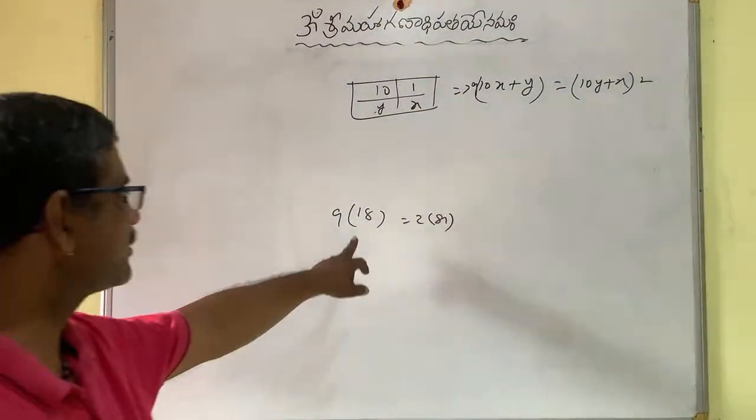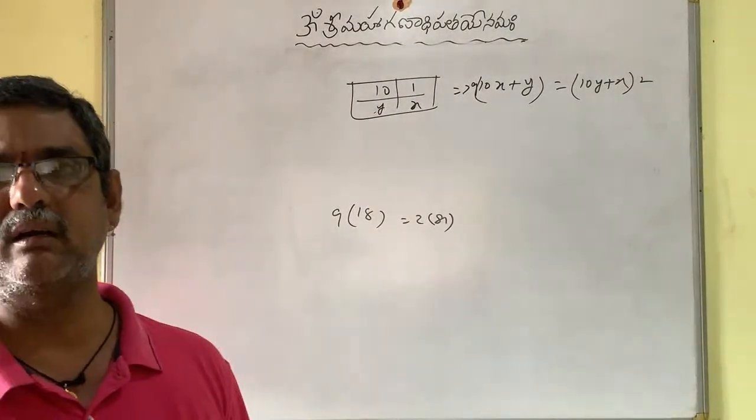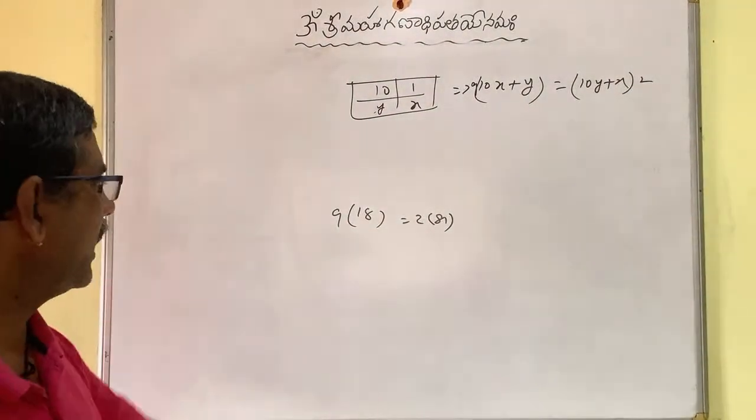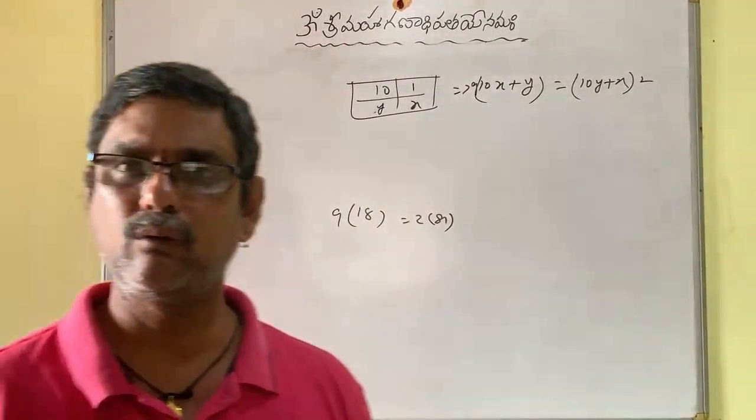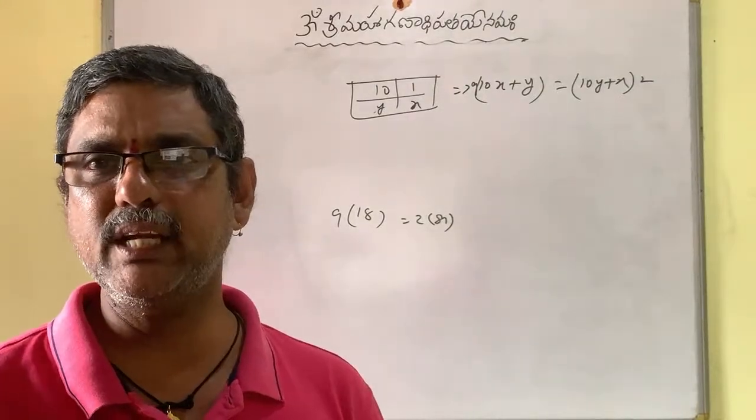So after getting the answer, we got 18 as the two-digit number. So you can verify it. 9 into 18 is 162. 2 into 81 is also 162. So the condition is satisfied.